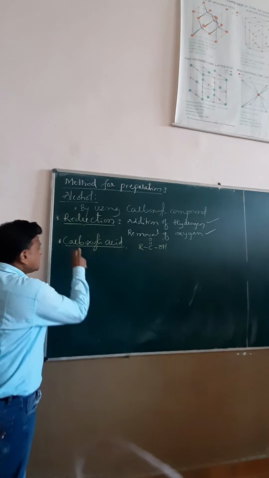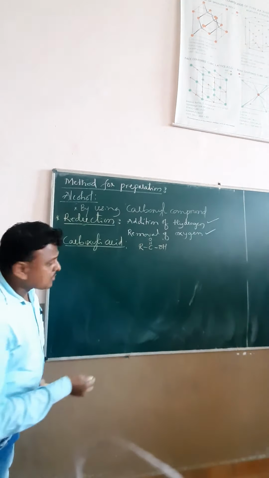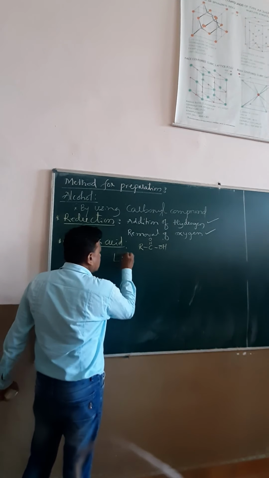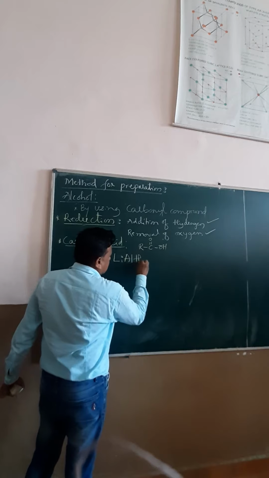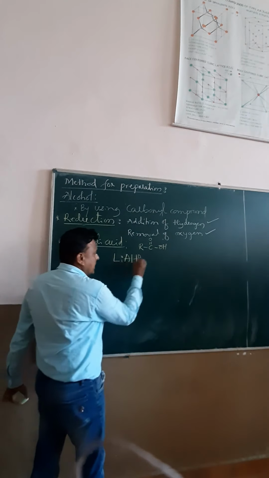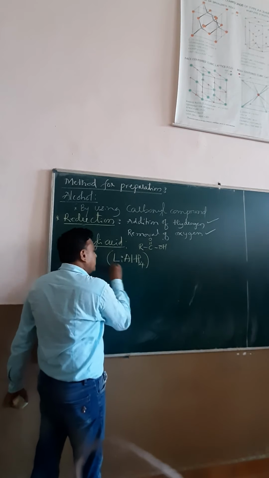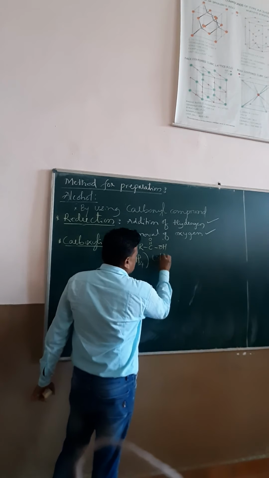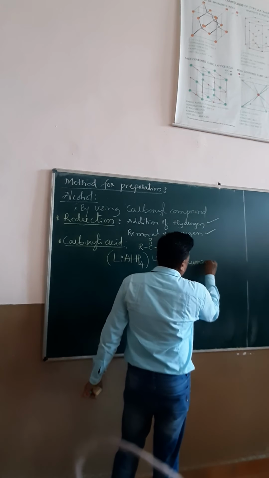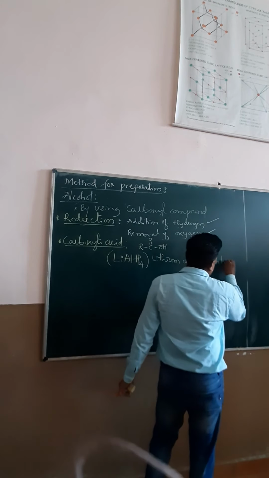We use a different reducing agent in the reduction reaction of carboxylic acid, which is lithium aluminum hydride. LiAlH4 is a formula to keep in your mind once again: lithium aluminum hydride.